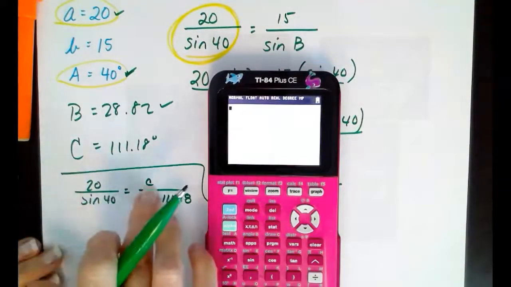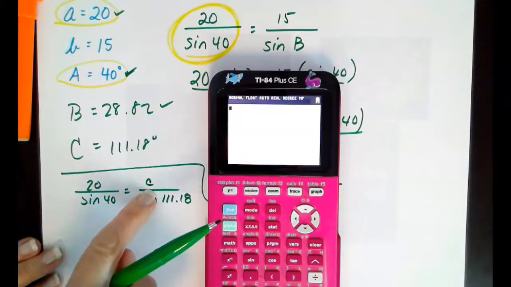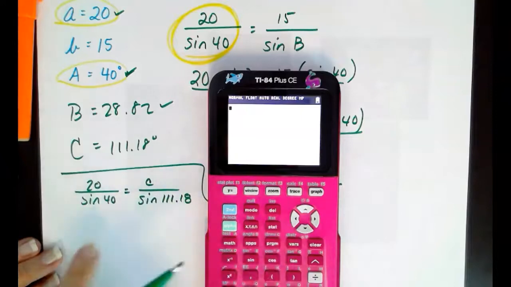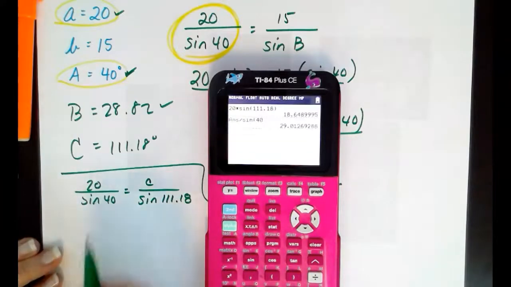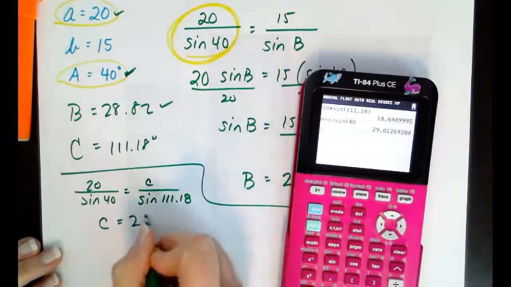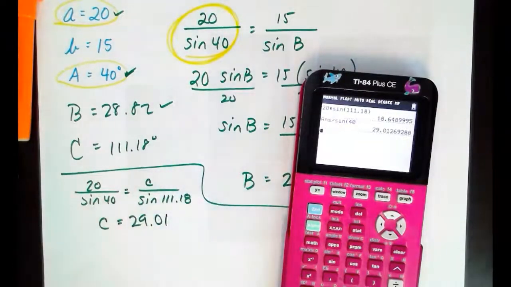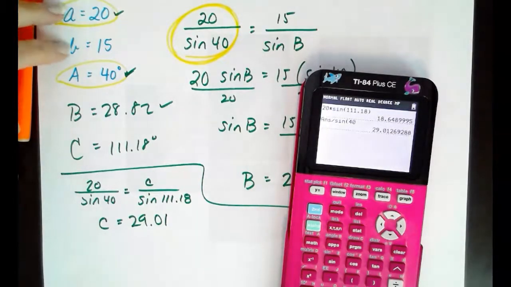So cross multiply, solving for C. No inverse here because we're after a side length. So 20 times sine of 111.18, and we will divide that by sine 40 to give us little c equals 29.01. Which should make sense because little c needs to be bigger than both little a and little b because it's being projected by the largest angle.